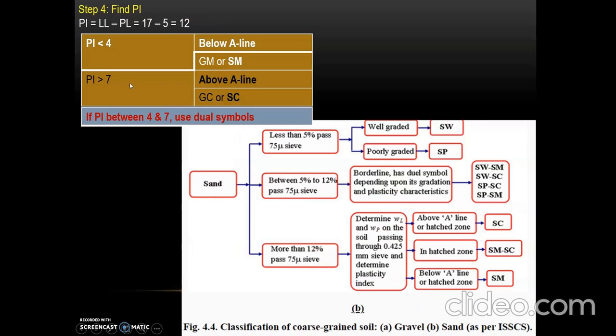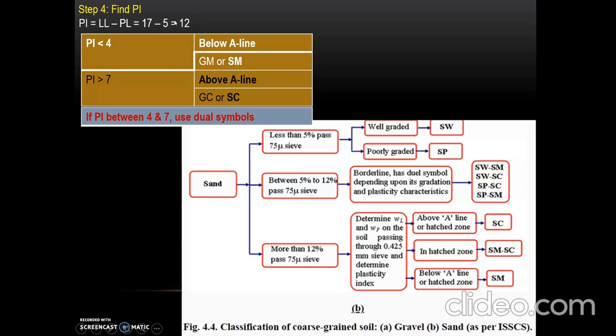So to know whether soil falls above A line or below A line or whether it has got dual symbol, we need to find plasticity index. So plasticity index or IP can be calculated using the formula liquid limit minus plastic limit. The value of liquid limit and plastic limit for the soil to be classified will be given in the problem. Like for example, let us say in the problem liquid limit for the soil is 17% and plastic limit is 5. We get plasticity index as 12.